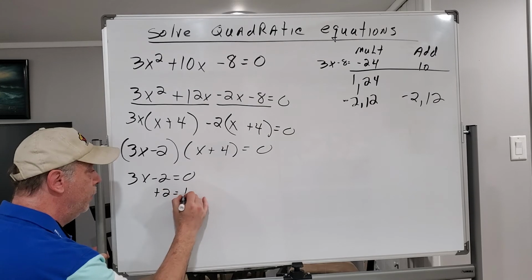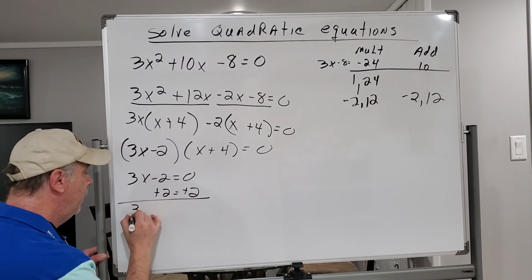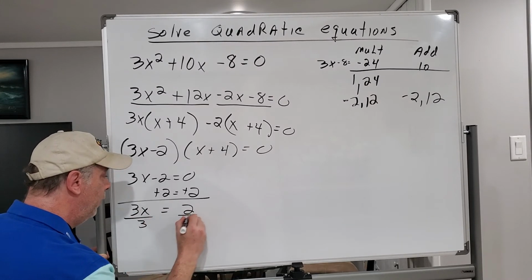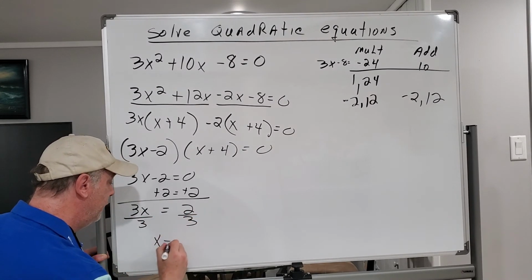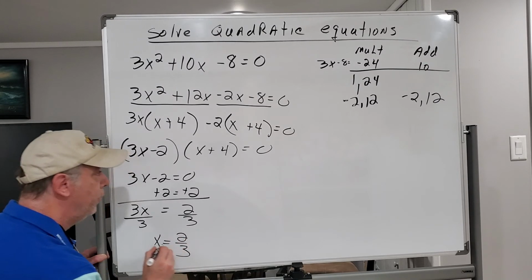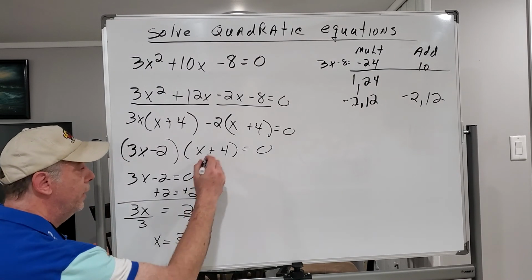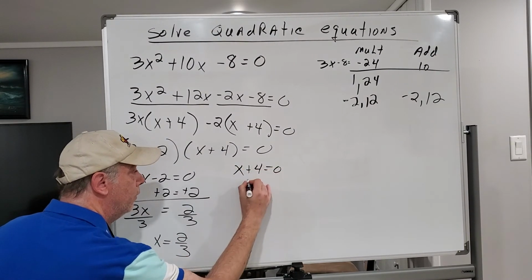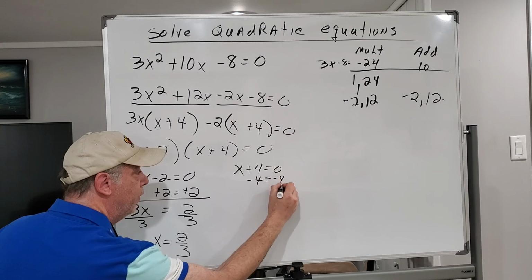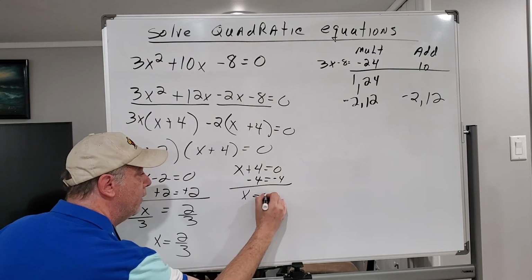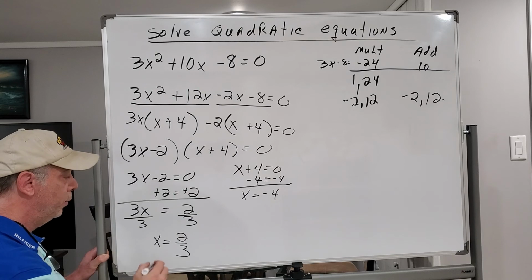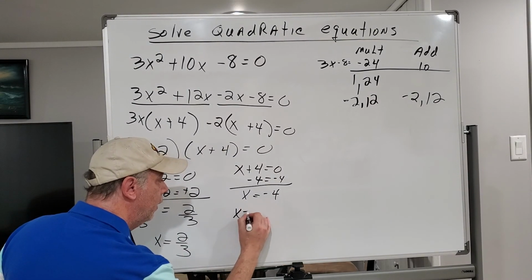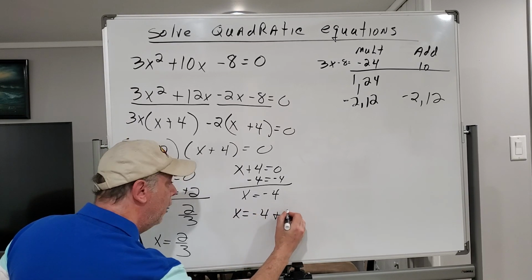So we'll add 2 to both sides. 3x equals 2. Divide both sides by 3, and we get x is equal to 2/3. So there's my first answer. Second answer, x plus 4 is going to equal 0. Subtract 4 from both sides. X equals negative 4. So my two answers are x equals negative 4 and 2/3.